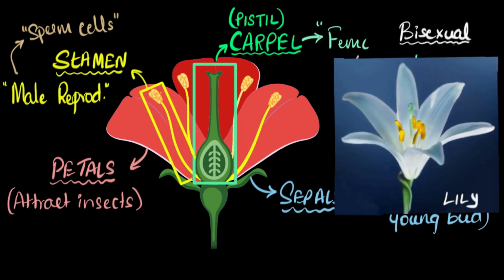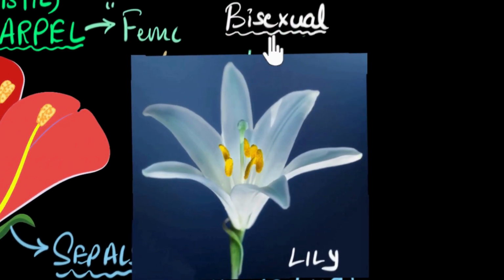If you look at lilies, then they are bisexual. Why? Because if you look carefully, you can see the carpel, the female reproductive part, and you can see the stamens as well. These are the stamens, the male reproductive part. Both are present, so it's bisexual.